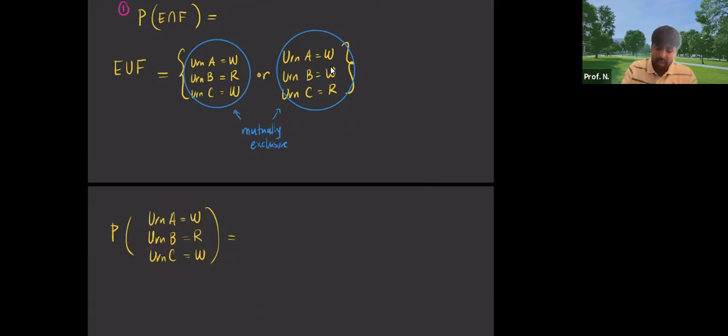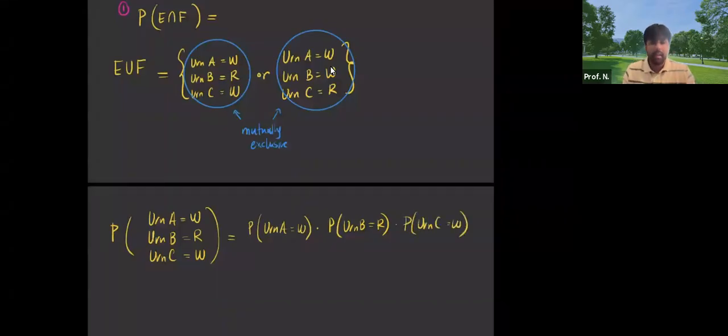And you also should see that these separate events that are clumped together, they're independent of one another. Me selecting something from urn A is not going to affect what I select from urn B. It's not directly affecting it. So that's why they find the probability of this event occurring: the probability that urn A is white, times the probability that urn B is red, times the probability that urn C is white. Do you guys see that?